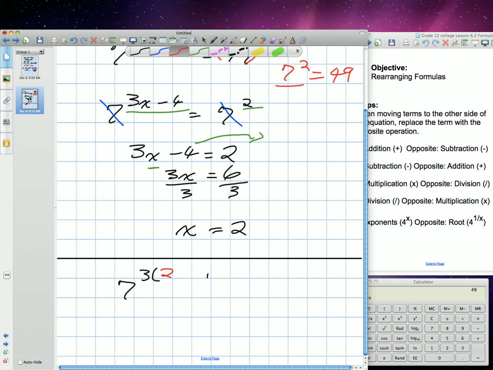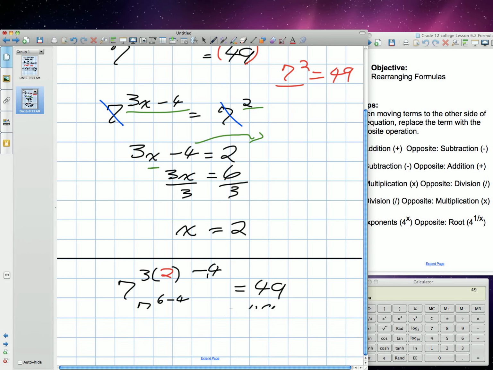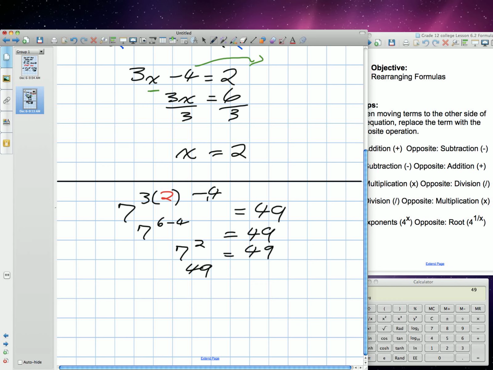Is equal to 49. So I'm going to solve my exponents. 3 times 2 is 6. So I have 7 to the power of 6 minus 4 equals 49. 6 minus 4 is 2. 7 to the power of 2 is 49. And we know 7 to the power of 2 is 49. So 49 is equal to 49. So our check worked. We figured out that x was the variable we were looking for.